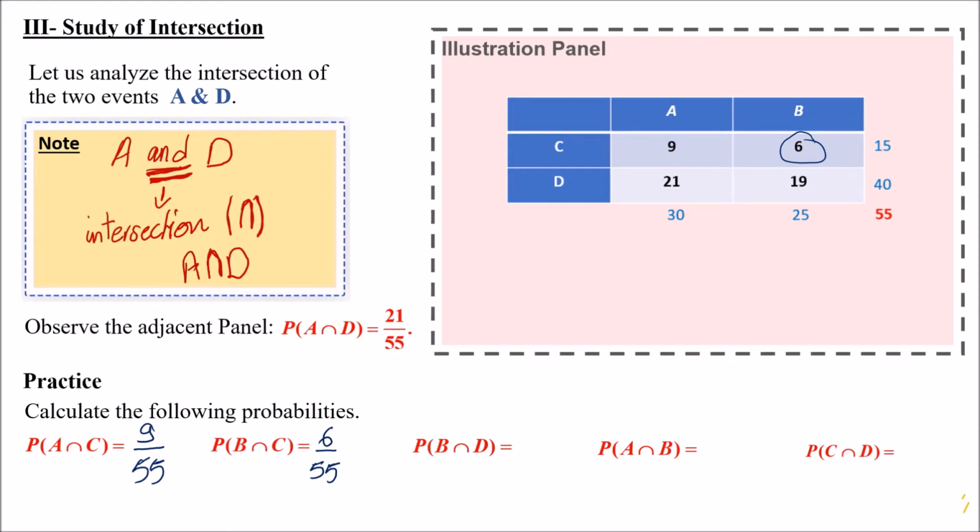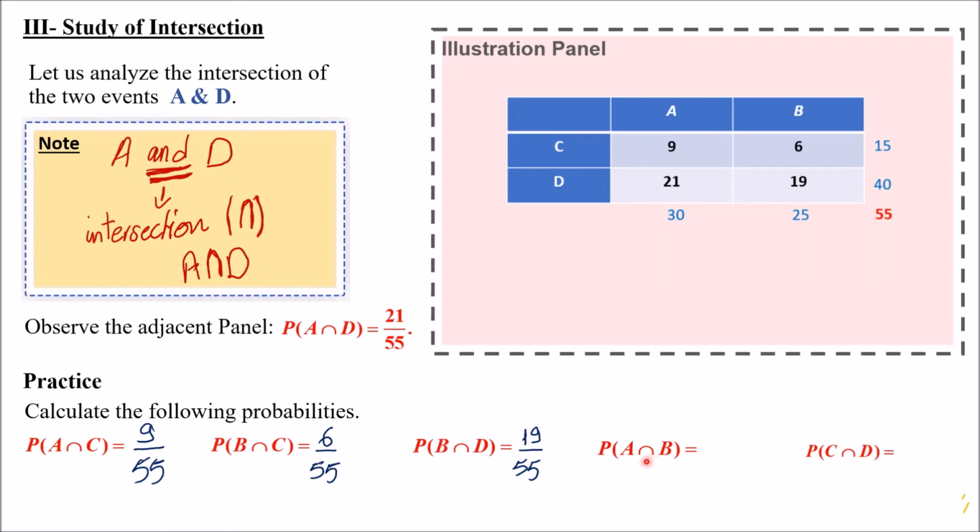Probability of B intersection D. In the same way, this is B and this is D. They intersect here at 19. Therefore, the probability of B intersection D is equal to 19 over 55. Keep in mind the probability of B intersection D and D intersection B is the same.